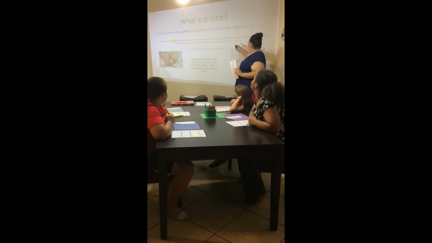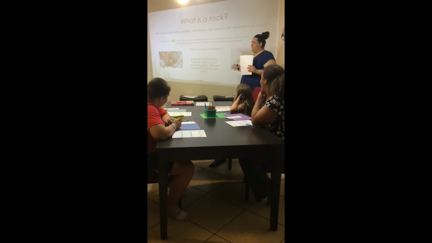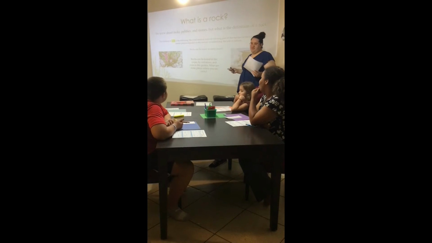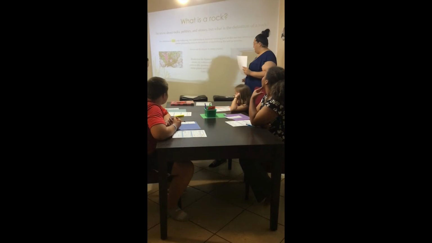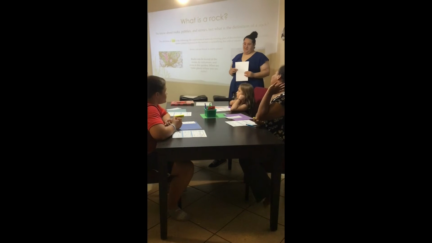All right, and that is material. So rocks are what's under the Earth's crust. Rocks can be found in many different places. Rocks can be found in the ocean. They can be found by volcanoes, in your garden. What are some places where you see rocks? Serenity? At the park. At the park.